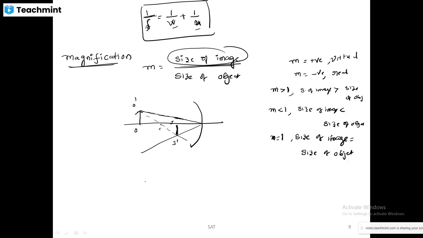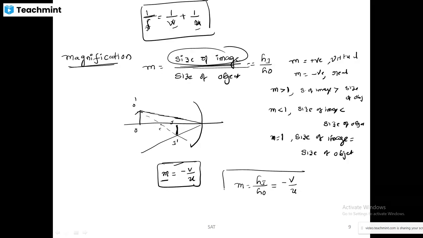If you solve this, we get magnification m equal to minus v by u, which is very, very important. Magnification means the size of the image, that is, height of the image divided by height of the object. So m is equal to height of the image by height of the object, which is equal to minus image distance by object distance.